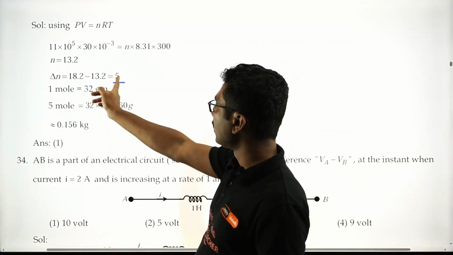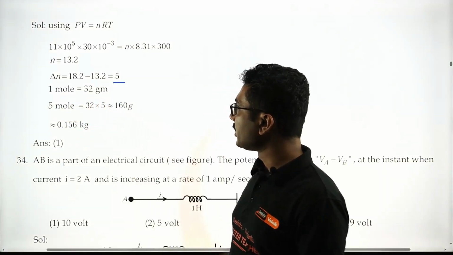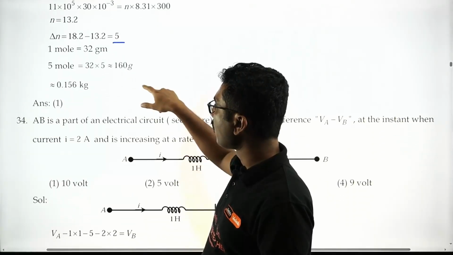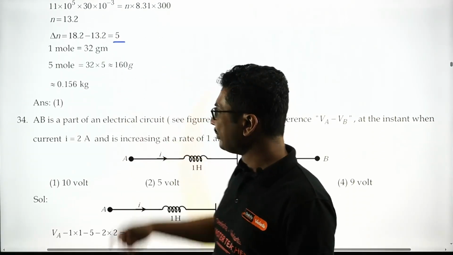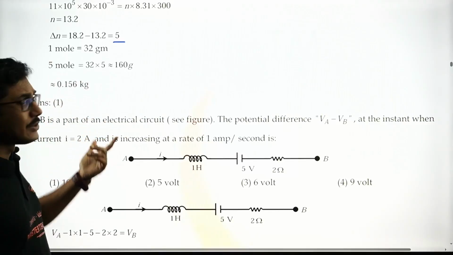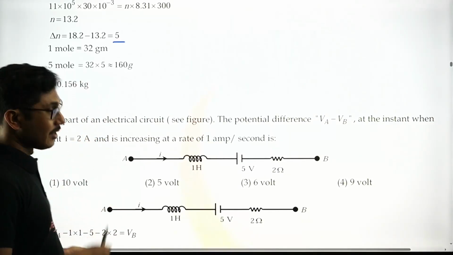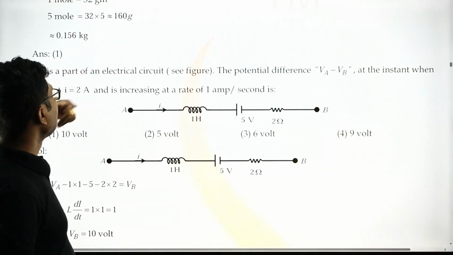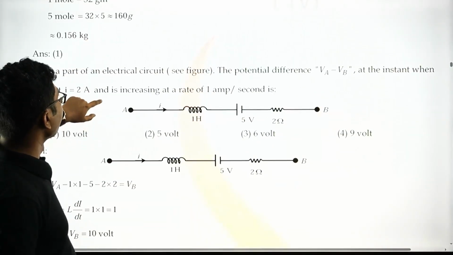Now 5 mole of the oxygen is removed. Now 1 mole oxygen is 32 grams. So 5 mole is approximately 160 gram, or the closest answer will be 0.156 kilogram. It is not exactly 160 gram, slightly less than that, right, because of the isotopes. So you get this as 0.156 kg.